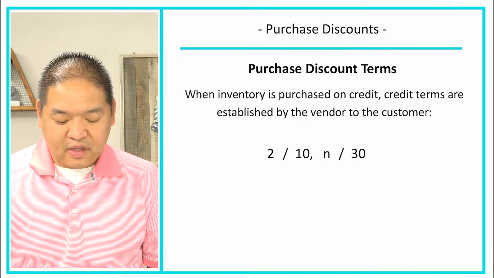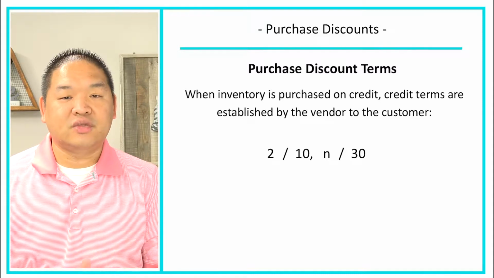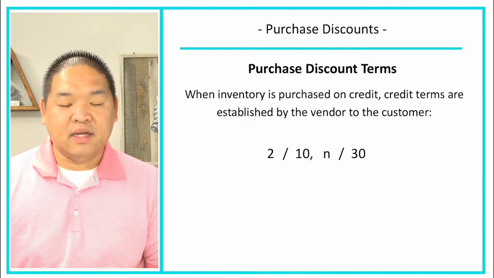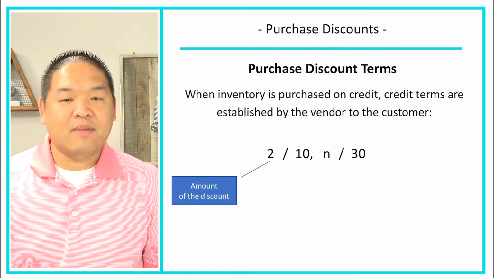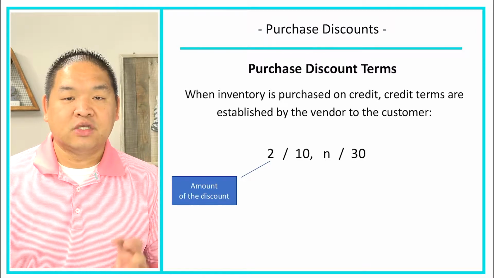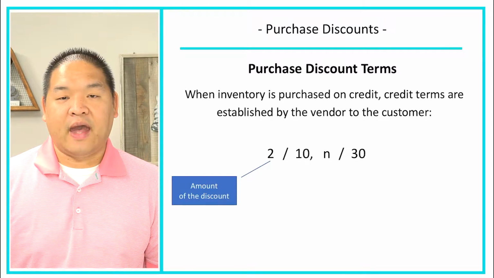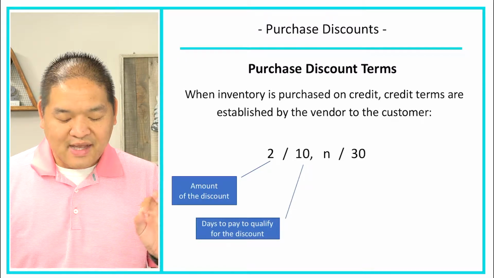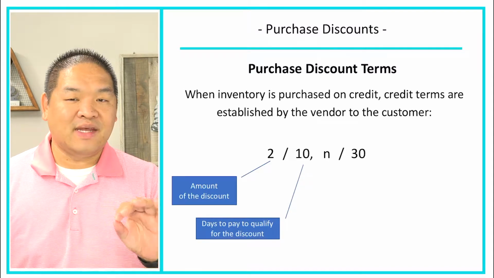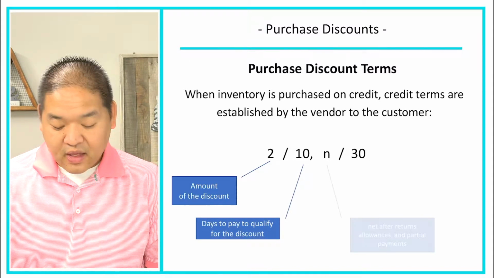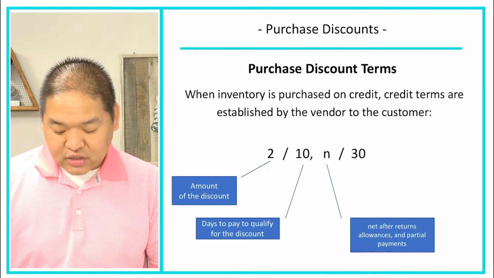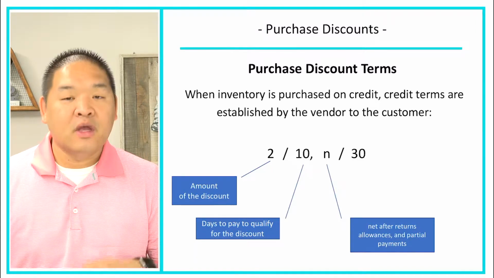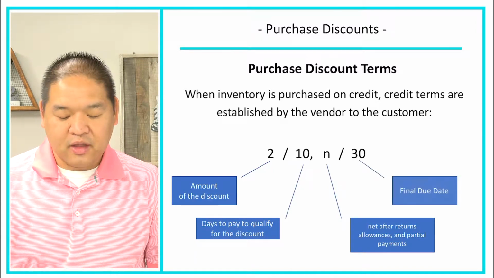So what we have here is something called the purchase discount terms. It says 2/10, net 30, that's how we say it, 2/10, net 30. Now, the 2 here means the amount of discount you get in percentages. So this would be a 2% discount. The next number next to it would be 10, or 10 days. So you get 2% if you can pay within 10 days. Otherwise, the net, which would be after returns and after partial payments and after allowances, so after all of that, the rest is due within 30 days.